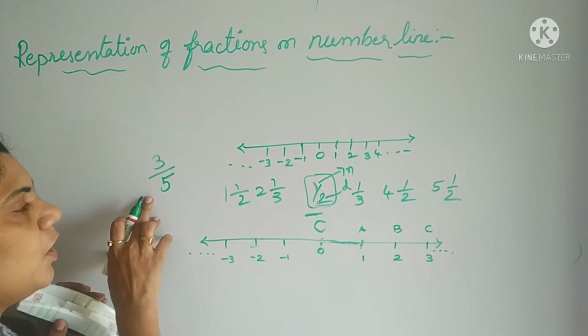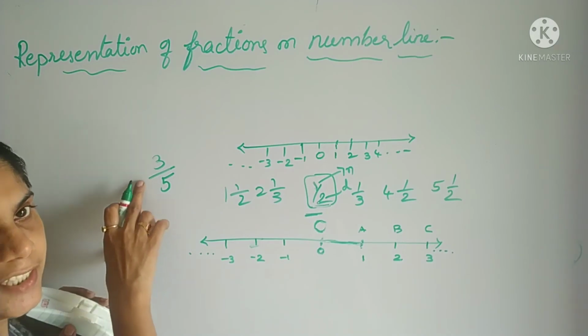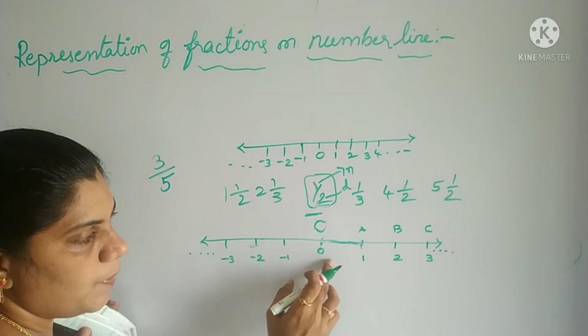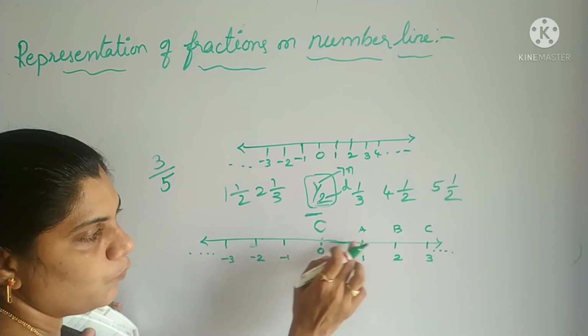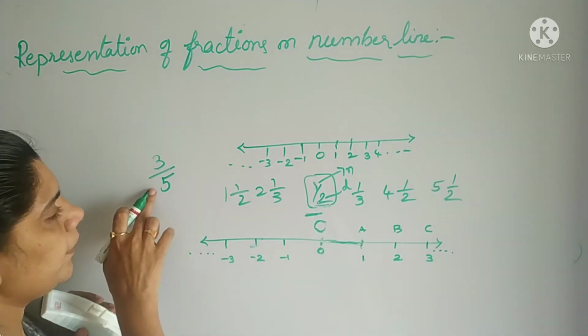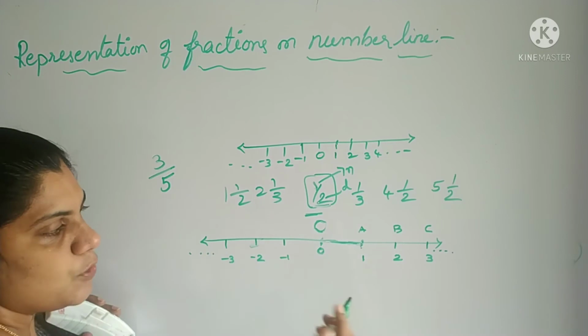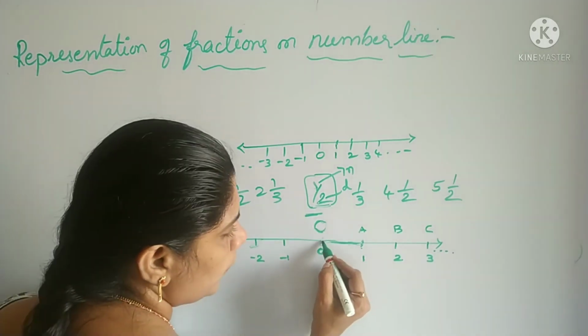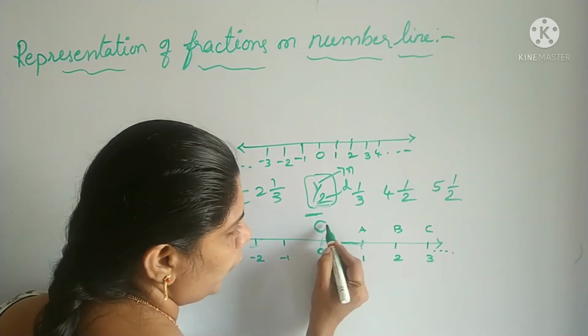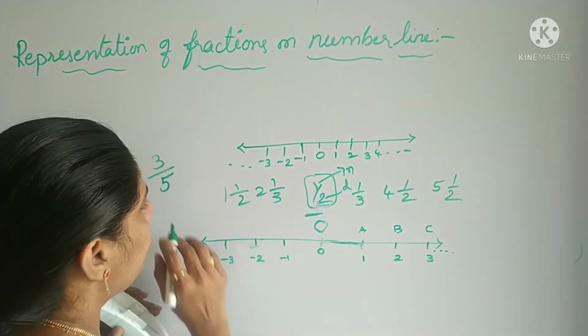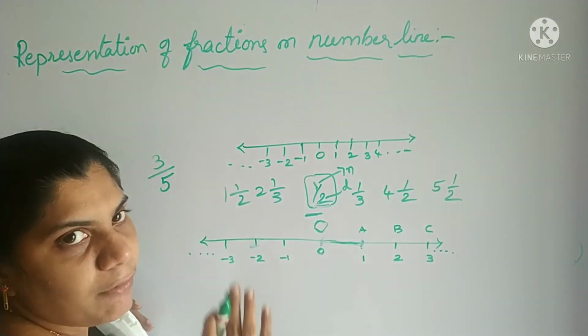Now observe the fraction they have given. This is an exact fraction only, so your number must be between 0 and 1, that is on the line OA. What is the number in the denominator? 5. So divide this 0 to 1 line, that is the OA line, into 5 equal parts.